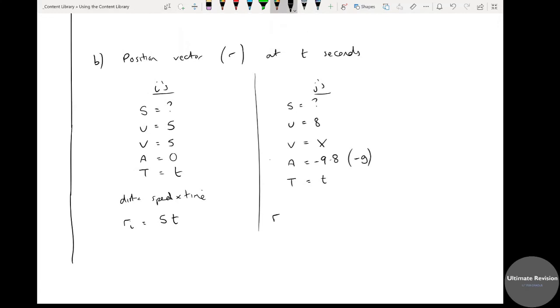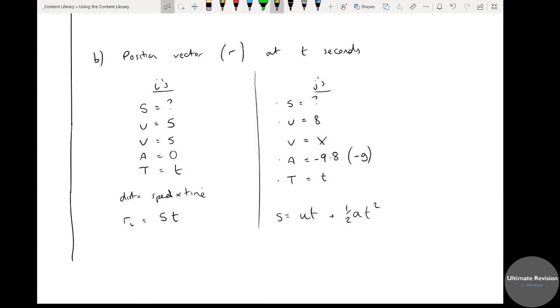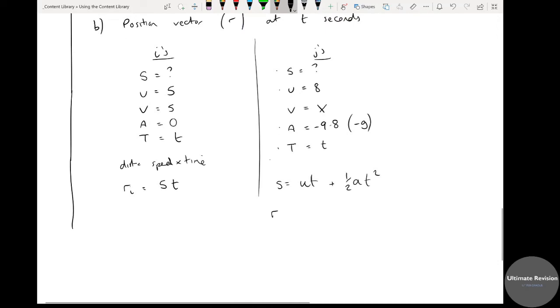So what has S, U, A and T in? Well, this is the classic equation. This is S equals UT plus half AT squared. It might be the last time you see this, guys. R J, that's what S is in the J component. U times T, so 8T plus half G times T squared.